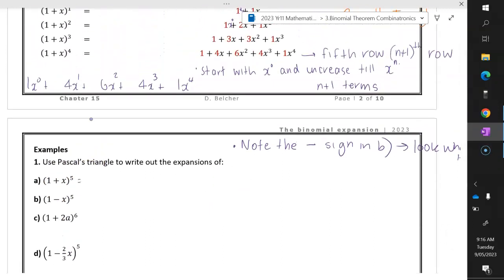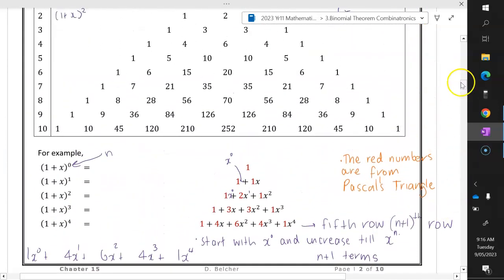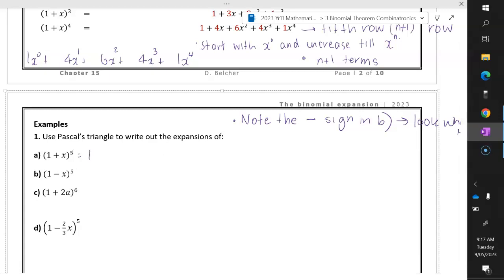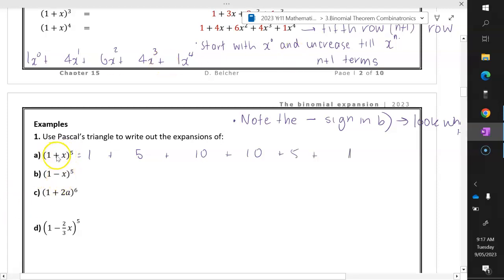You need to go and grab row 5 of Pascal's triangle. So if you go and grab that, what have we got? We've got 1, 5, 10, 10, 5, 1. And what you'll see is the numbers increase to a point, and then they mirror on the other side. So I'm going to write those out first: 1, 5, 10, 10, 5, 1. Note I put pluses in there. There's a plus in here, so it's just a nice straightforward one.